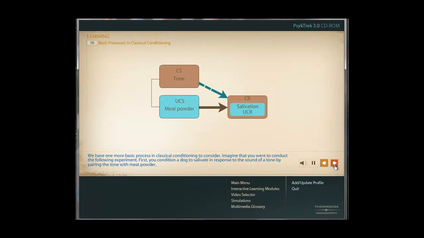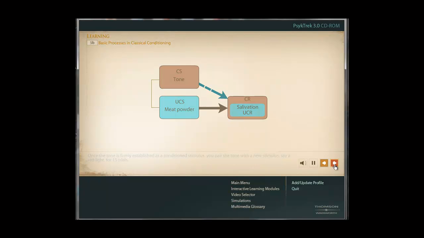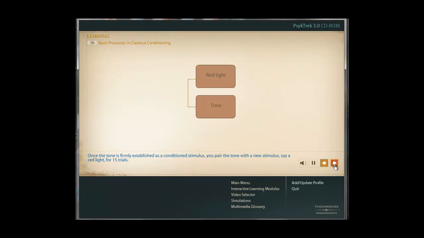We have one more basic process in classical conditioning to consider. Imagine that you were to conduct the following experiment. First, you condition a dog to salivate in response to the sound of a tone by pairing the tone with meat powder. Once the tone is firmly established as a conditioned stimulus, you pair the tone with a new stimulus, say a red light, for 15 trials.